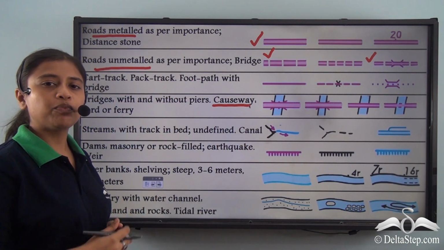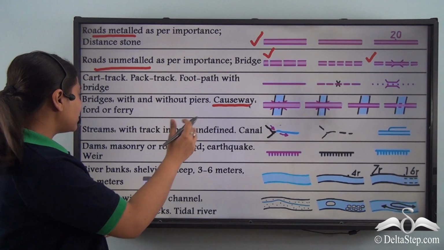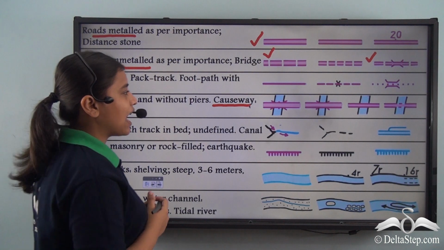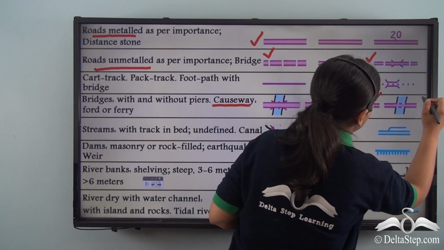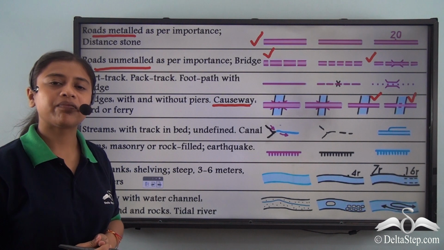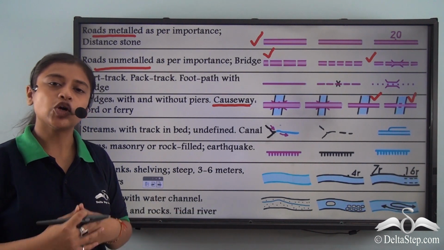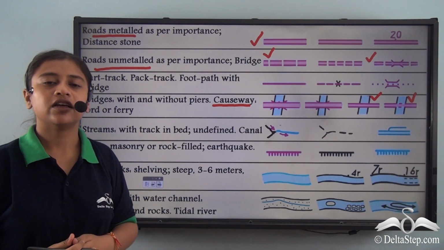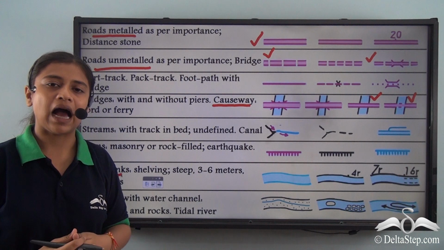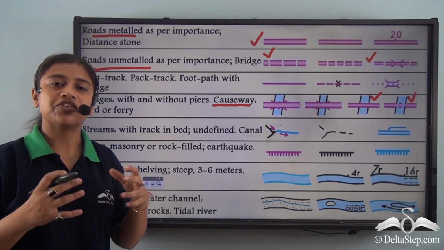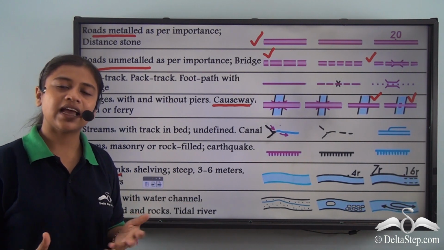So a causeway could be of two types. It could either contain a ford or a ferry, and these could be represented as this or this. Now what would blue lines of such curvy shape denote? Such a symbol on the topographical map will denote a river bank. So anywhere on the topographical map, if you see such a symbol, you know that it is talking about a river bank that exists in that area.